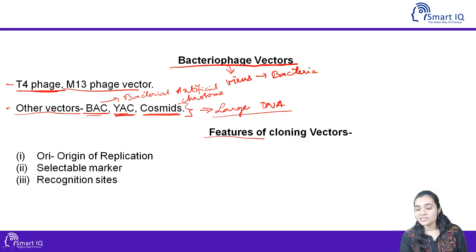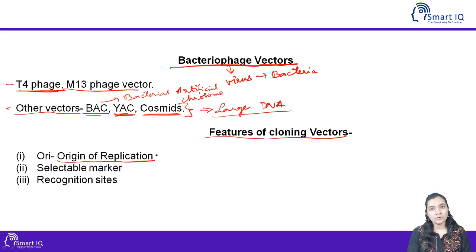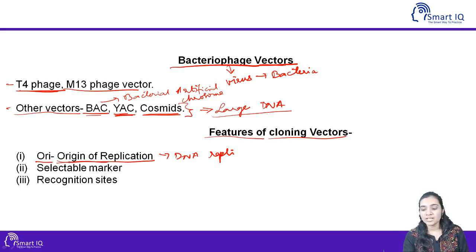Now there are features of cloning vectors. This is what I was talking about. We'll get back to the picture and I will make you understand the features of cloning vectors completely. Cloning vectors have to have something called the origin of replication. You might remember from your molecular biology classes that the origin of replication is the place where DNA replication begins. Without this, there is no identification of the DNA sequence that needs to be replicated. In the absence of an ORI, that DNA cannot be replicated.